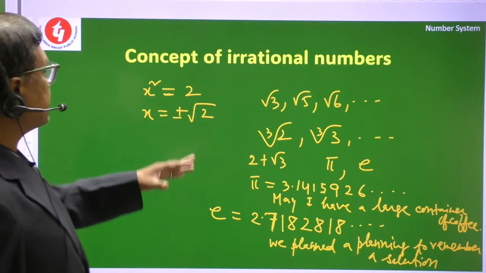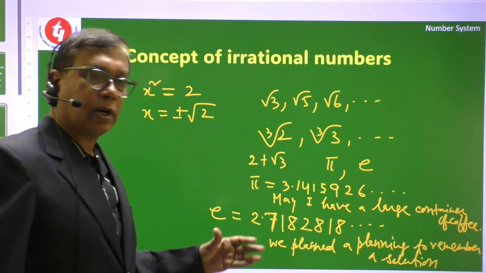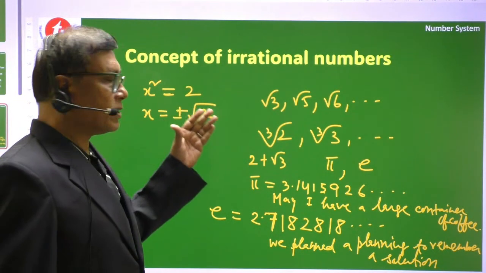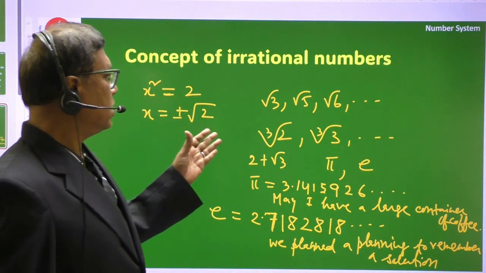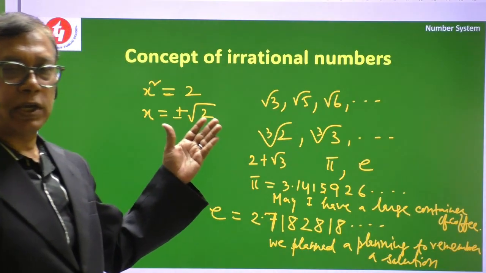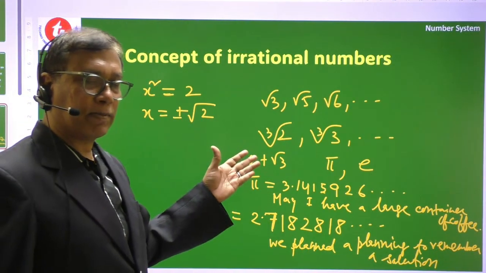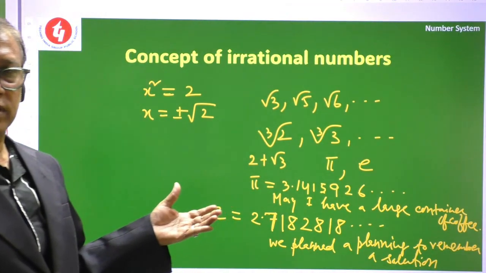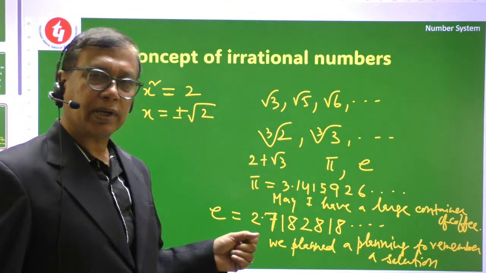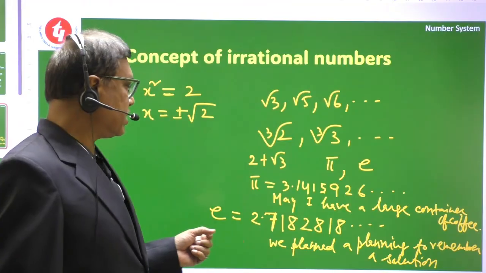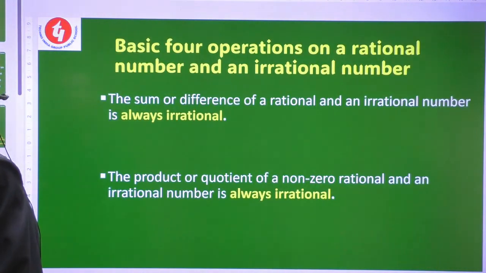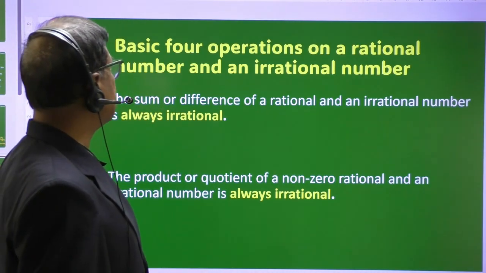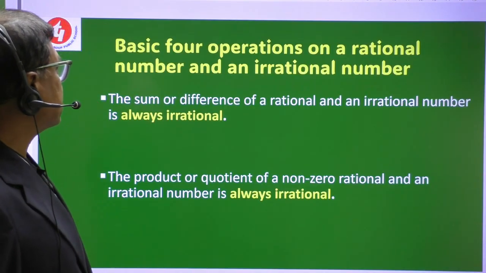So concept of irrational numbers, what we got? The square root of any non-perfect square integer, and the cube root of any number which will not give a rational number, these are also irrational numbers. Yes or no? So now I'll discuss the second point, that is basic 4 operations on a rational number and an irrational number.